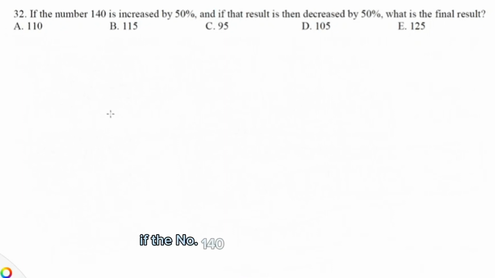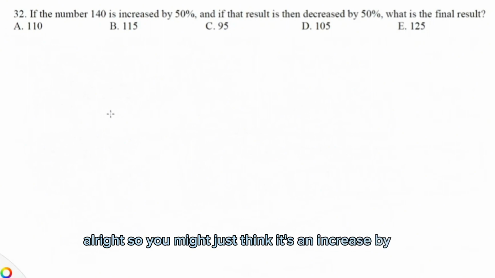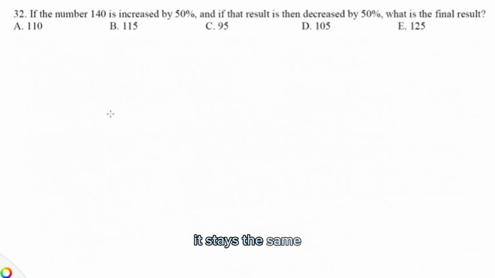Next, number 32. If the number 140 is increased by 50%, and if that result is then decreased by 50%, what is the final result? You might just think it's an increase by 50, a decrease by 50, it stays the same, but that's wrong.